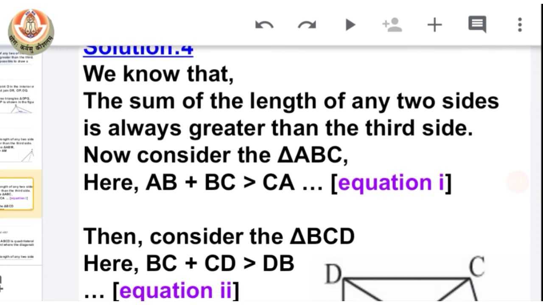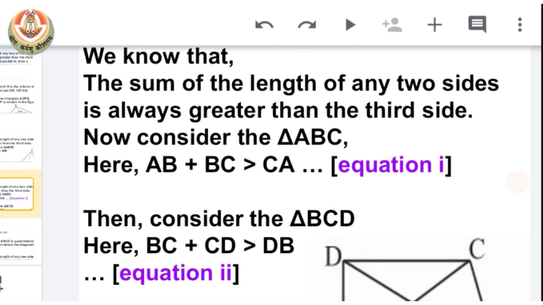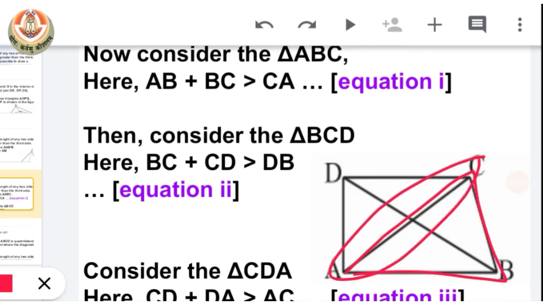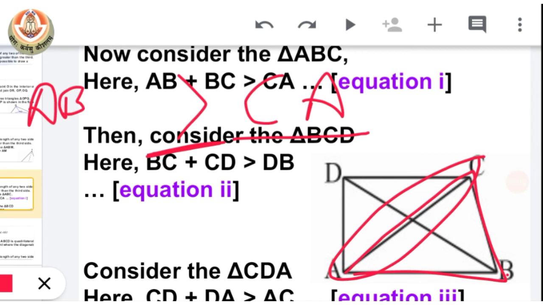That means we have to divide the figure. See how we have to divide the diagram to solve the problem. First we will take a triangle in which we get two sides as well as one diagonal. You can see we will take ABC, and we are going to take AC as the third side because it is a diagonal and we want it on the other side of the greater than sign, and we get BC plus AB on the other side.